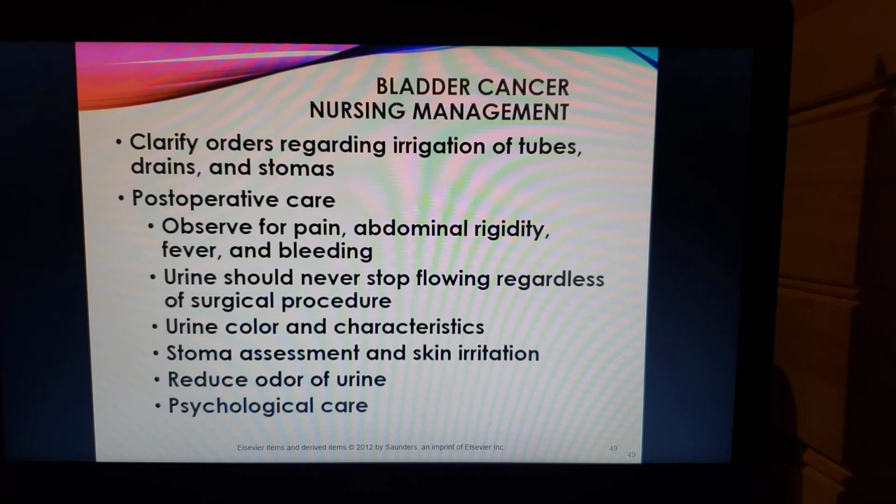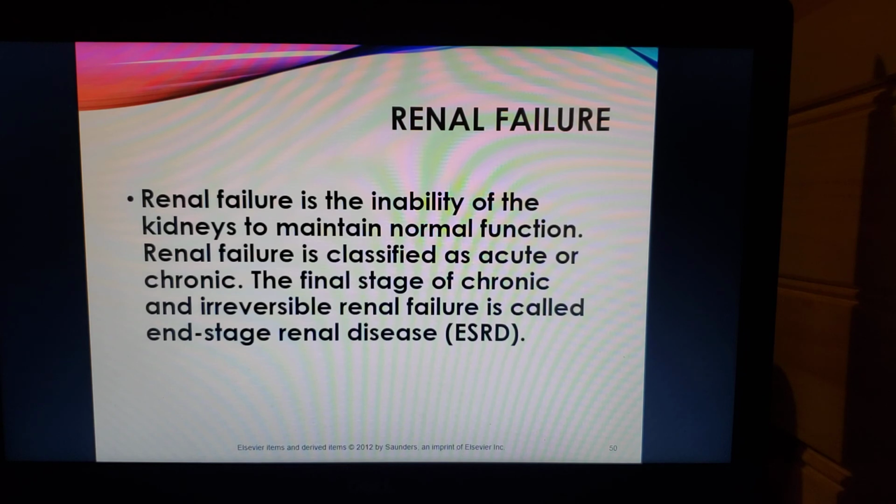And then if a stoma is present, you're going to assess and note if there's any skin irritation. Again, we will be going over stoma care in our GI chapters, and you will be tested in the GI section over stoma care. All right, that takes us to renal failure, and we're going to stop here.